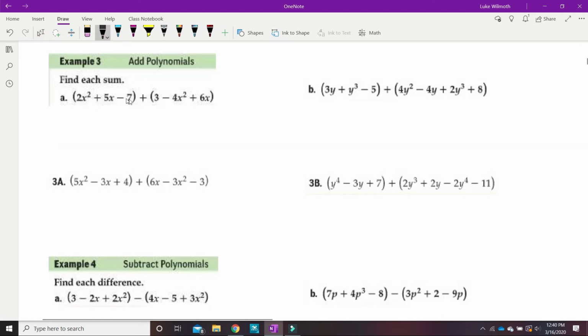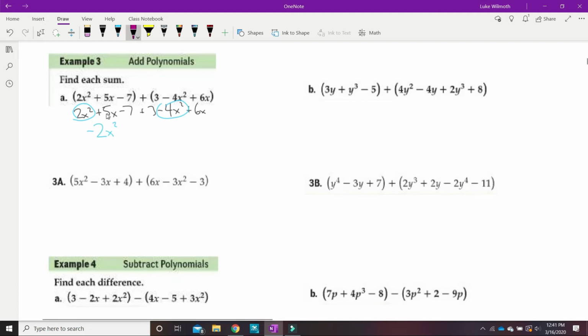So, okay, when I add the polynomials, I have this trinomial plus this trinomial. These parentheses are here for no reason at all. So we can just do 2x squared plus 5x minus 7, plus 3 minus 4x squared plus 6x. The parentheses have no purpose. Now I'm just combining like terms. I've got a 2x squared and a minus 4x squared. If I add those two together, 2 minus 4 is going to give me negative 2x squared.